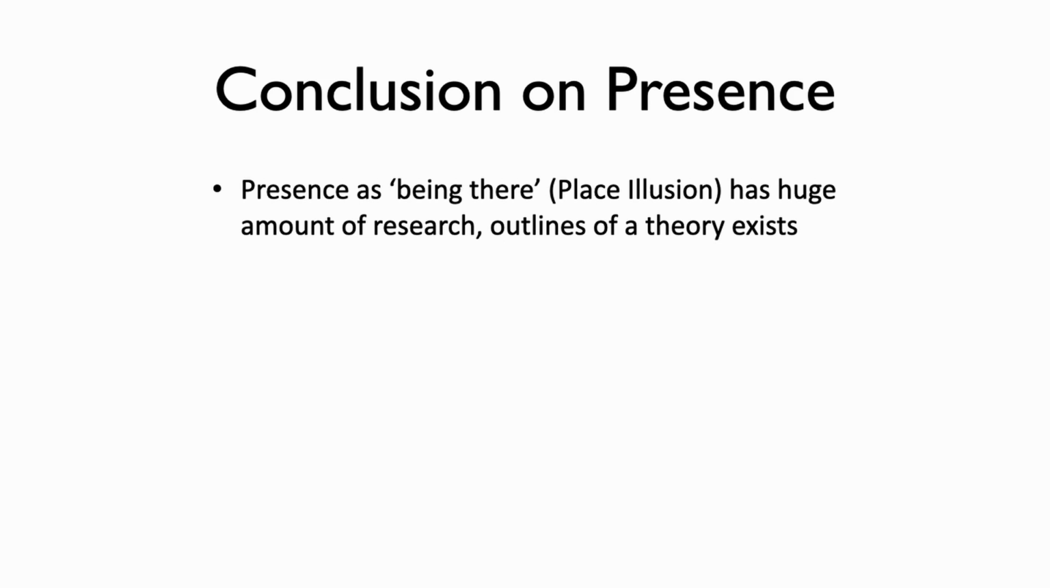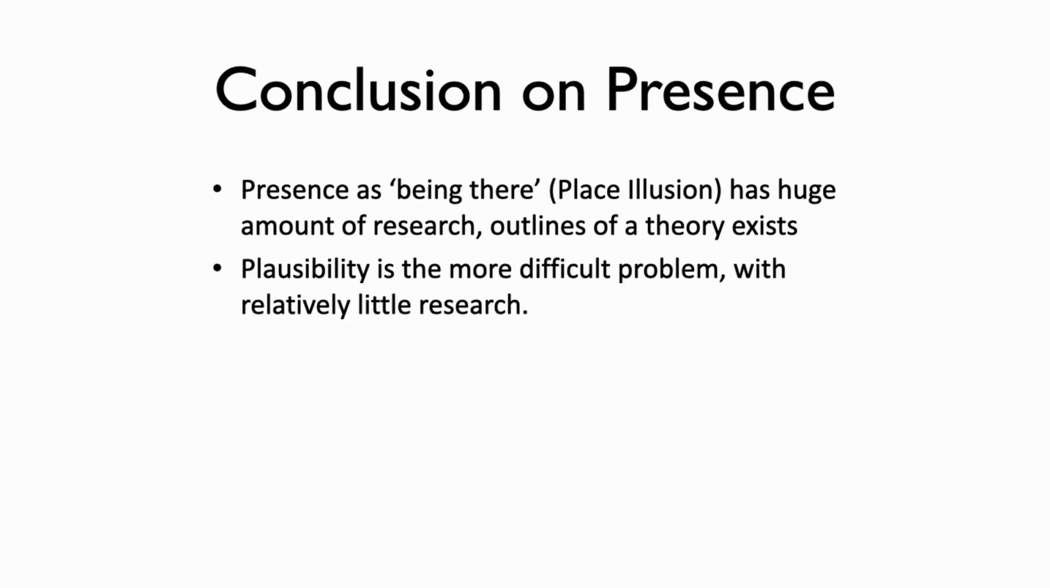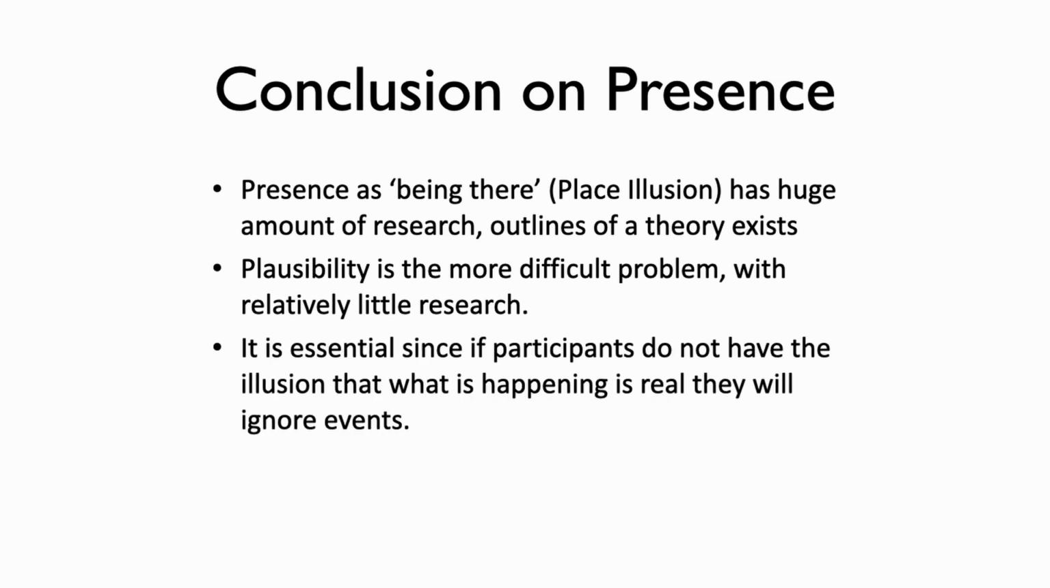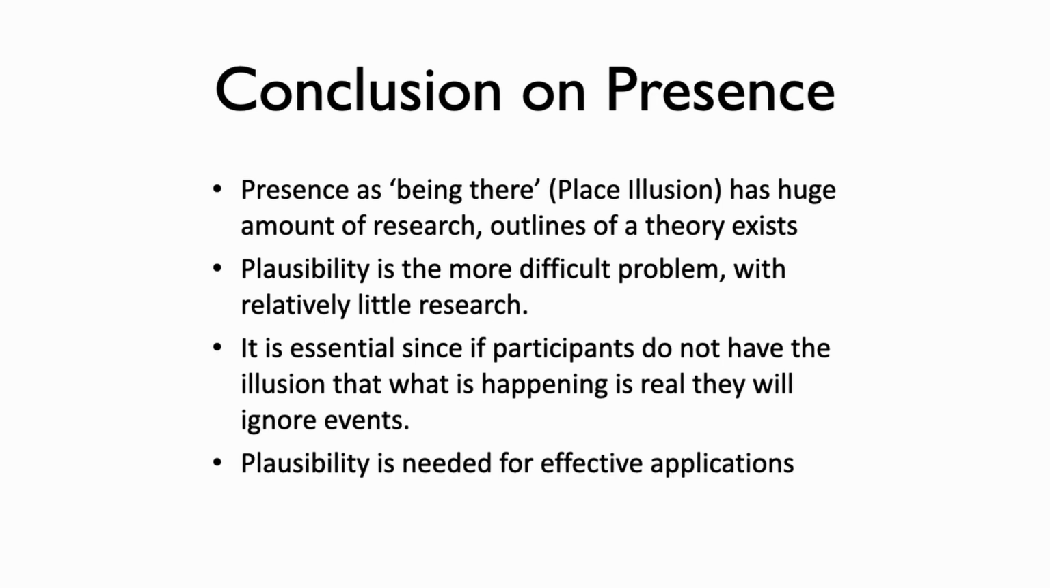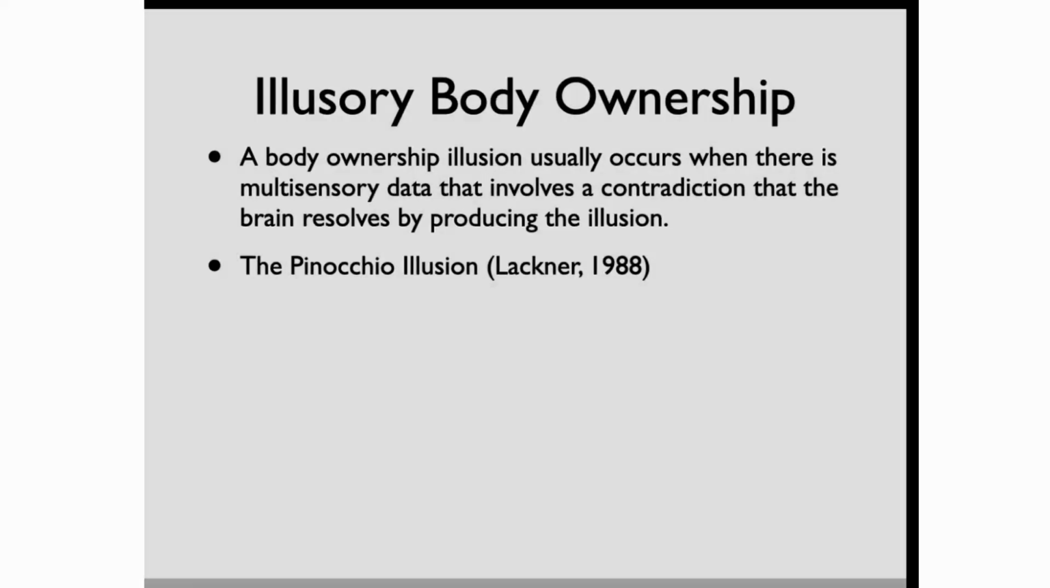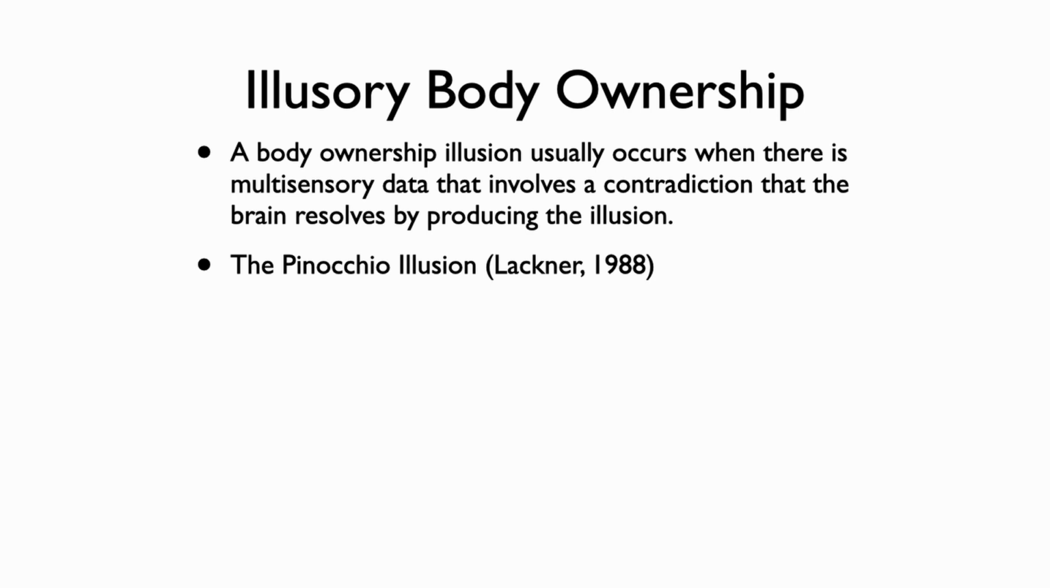There's been a huge amount of research in the past 30 years and the outlines of a theory exist. Plausibility is a much more difficult problem with relatively little research, but plausibility is essential because if people lose plausibility during the course of experiencing their application, they just lose interest in it. They just ignore events. So plausibility is needed for effective applications. Now I'm going to move on to the last illusion, which is body ownership.